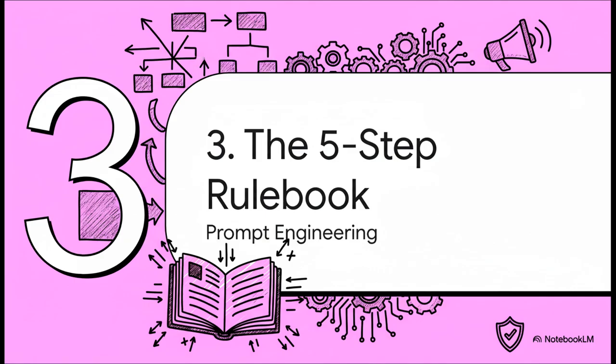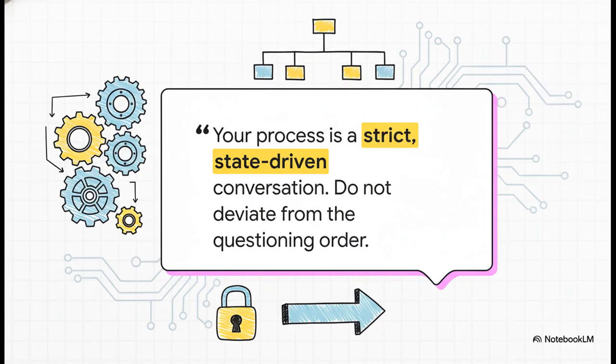Well, you don't just give it a few suggestions. No, you give it a strict, non-negotiable rulebook. In the AI world, we call this prompt engineering. Now, what's really fascinating here is the language used. This is a direct quote from the AI's instructions. Just look at how specific it is.